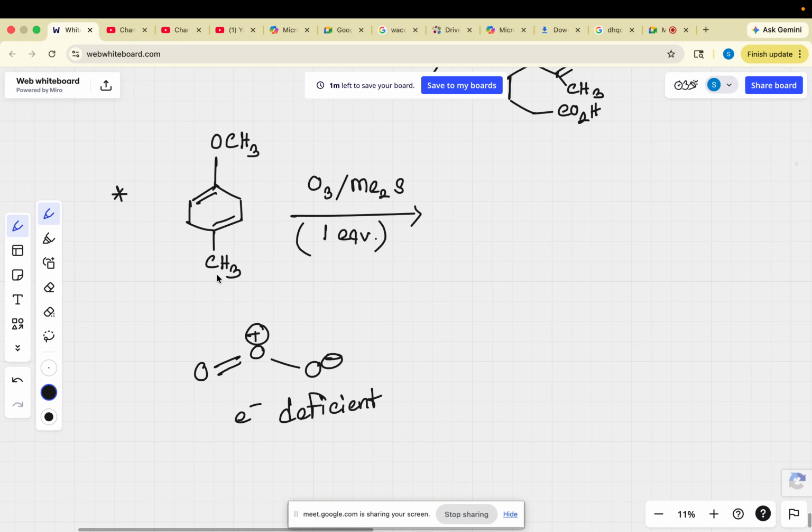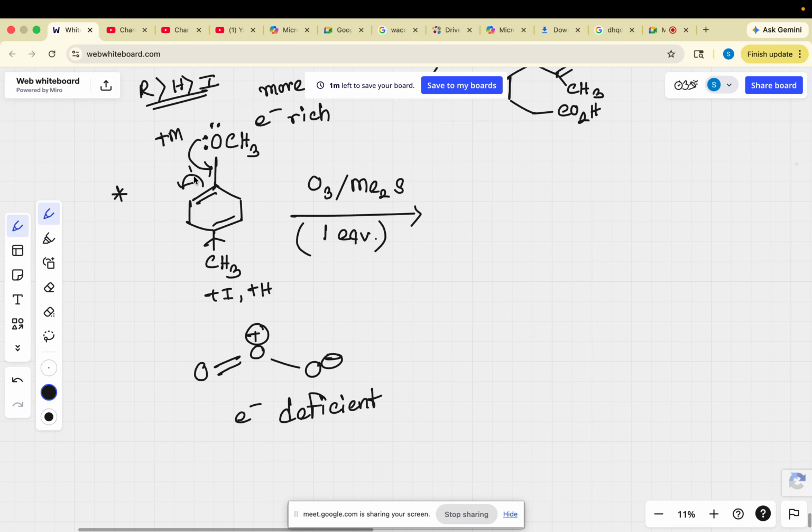If a methyl group is attached, you have only a plus inductive effect as well as hyperconjugation. But with oxygen you have plus M. The oxygen lone pair is in conjugation. If it is not in conjugation, it will show minus I, but if it is in conjugation, it will show plus M or plus R effect, resonance. And we all know the order: resonance is greater than hyperconjugation, which is greater than inductive. So this OCH3 makes that center more electron rich.